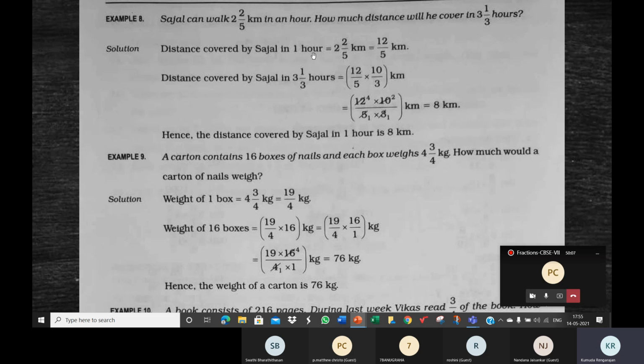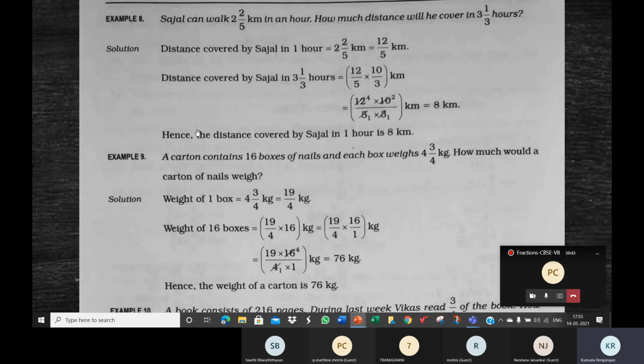Distance covered by Sajal in 1 hour is so much. Improper fraction. Distance covered by Sajal in 3 1/3 hours is equal to, we need to multiply these two fractions. You can see they've converted them to improper fractions and then simplified. So let's see the simplification alone. They've taken up 3 from the denominator, 12 from the numerator. 3 ones are 3, 3 fours are 12. 5 ones are 5 and 5 twos are 10. They've simplified like that. And then 4 into 2, 8.